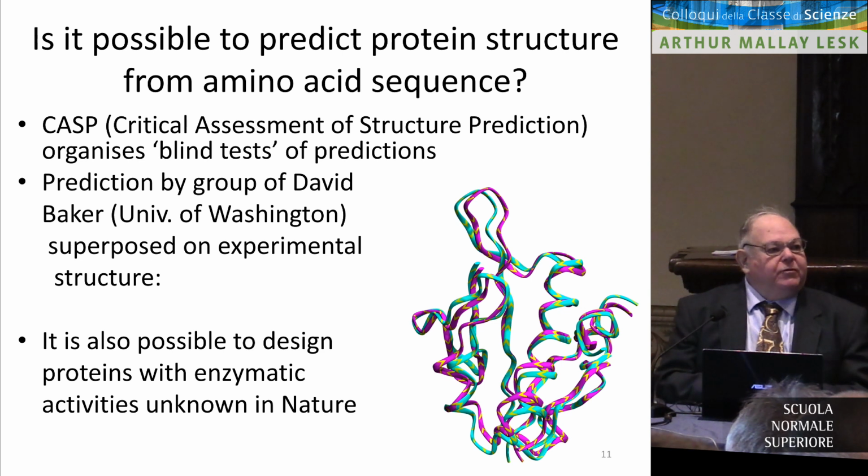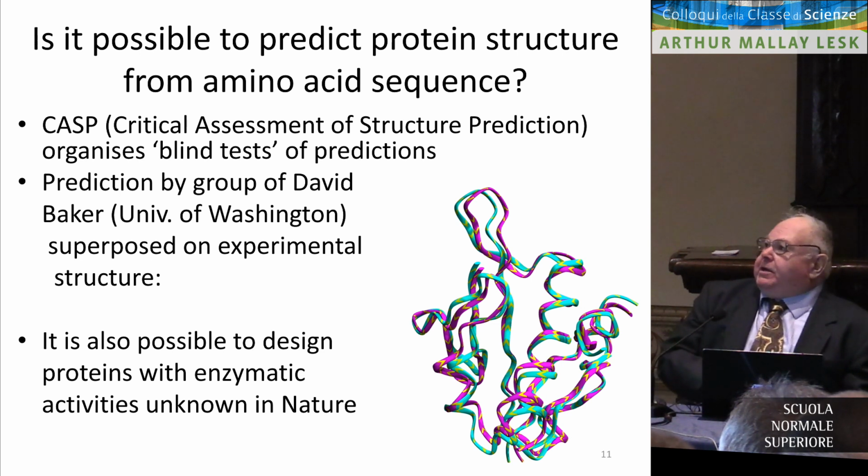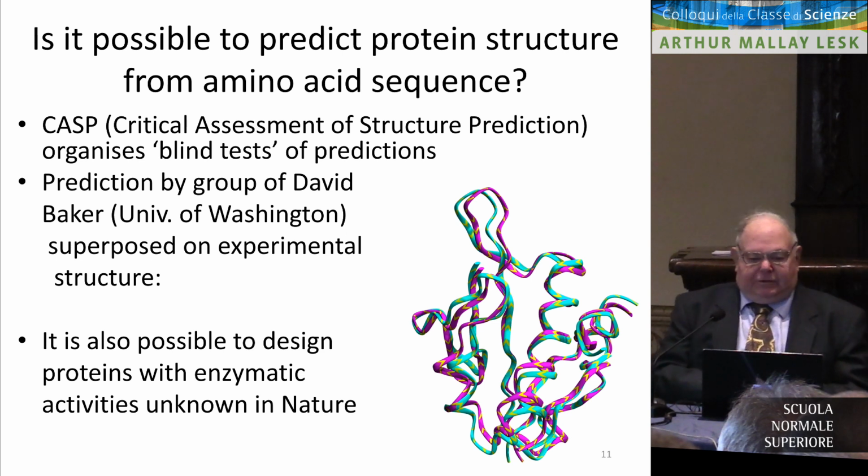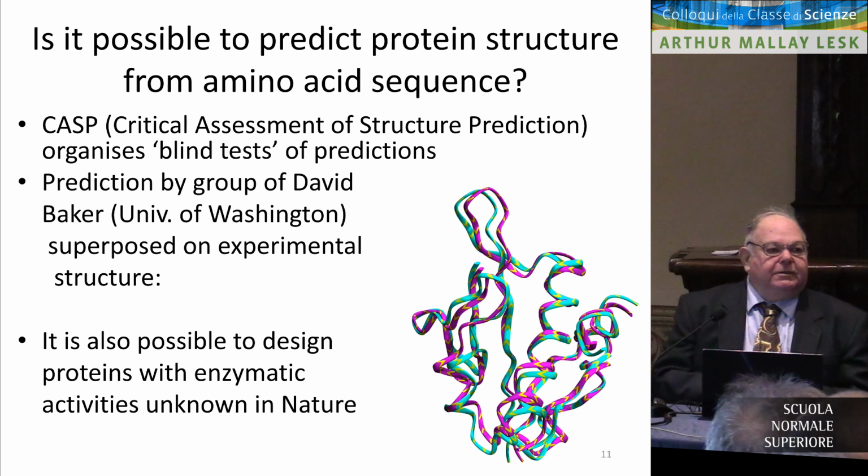There is a program called CASP, Critical Assessment of Structure Prediction, that organizes blind tests. This is a prediction by one of the best groups in the field, David Baker, at the University of Washington. And it's really spot on. One of the structures is experimental and the other is the prediction. And really, it's very, very good. The prediction is of comparable quality to the experimental structure determination.